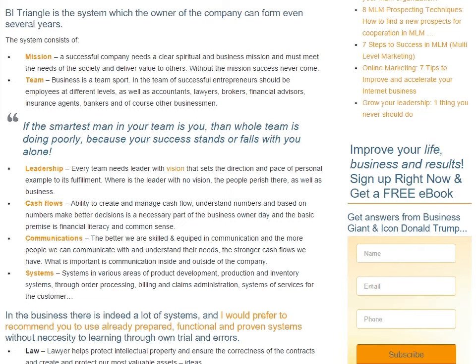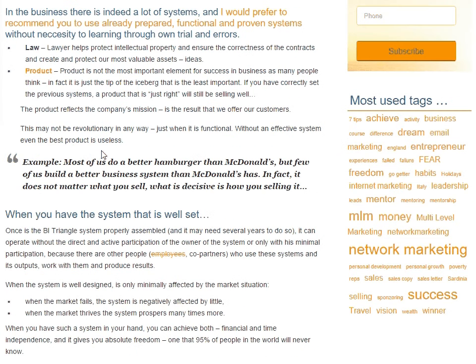Systems. Systems in various areas of development, production, and inventory systems, through order processing, billing and claims administration, systems of services for the customers. In business there are indeed a lot of systems, and I would recommend you use already prepared, functional, and proven systems without the necessity of learning through your own trial and error.